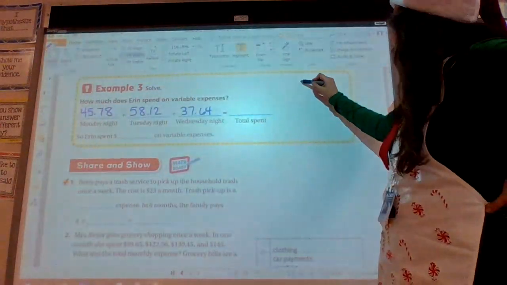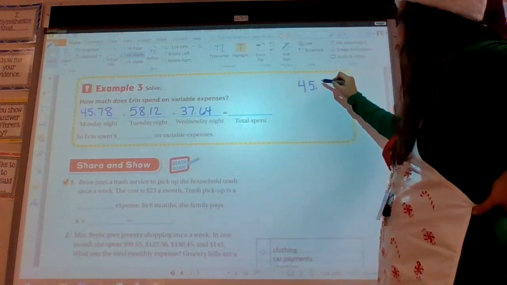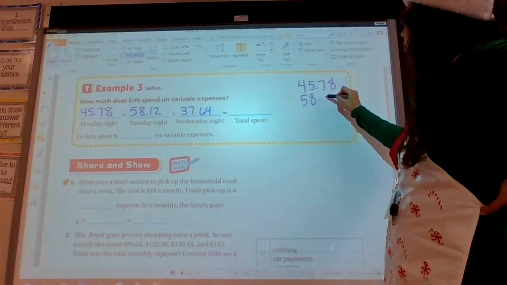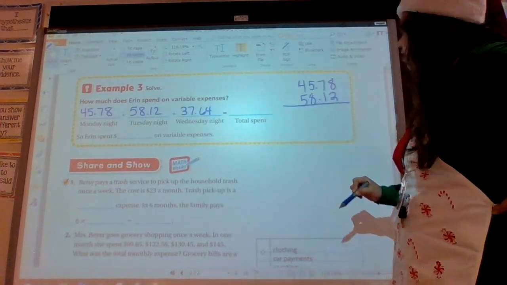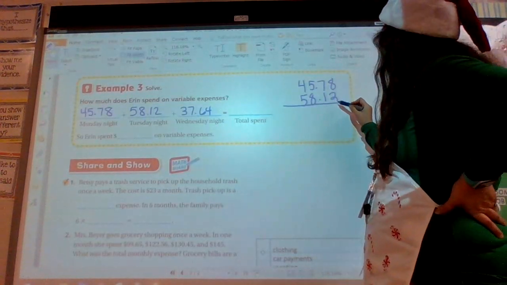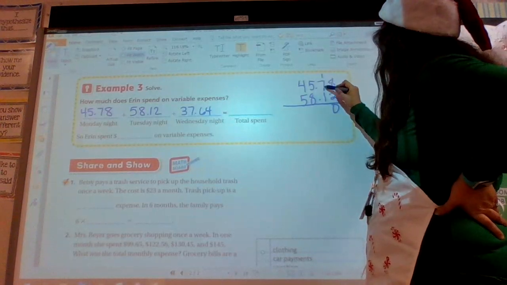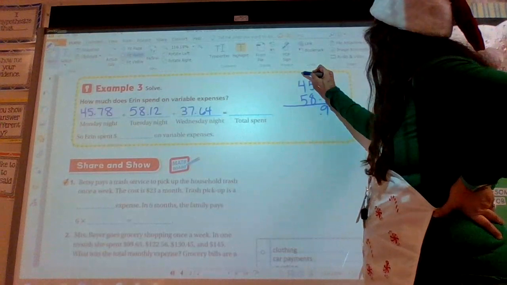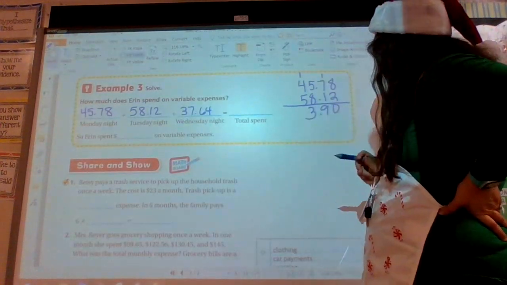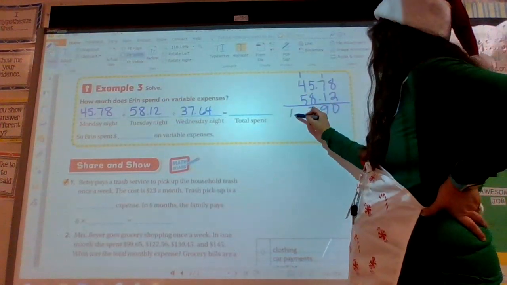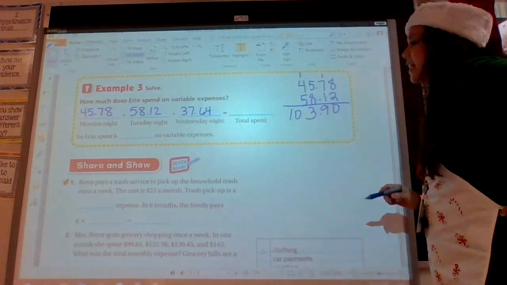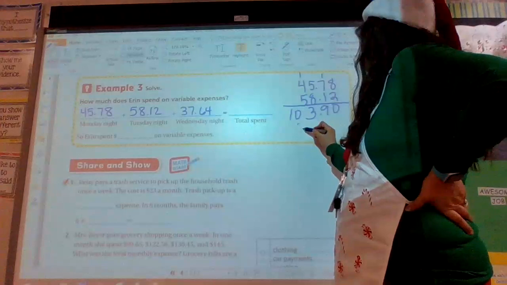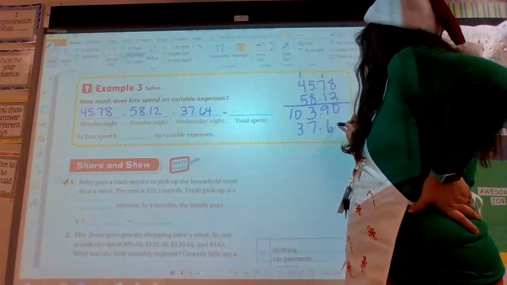So I tell my students, 2 numbers at a time when we add. We're less likely to make a mistake, and we want to make sure that we're getting our answers correctly. So 8 plus 2 is 10. 7 plus 2 is 9. 8 plus 5 is 13. And 5 plus 5 would be 10. So now that's just adding those first 2 amounts. We still have to add the $37.64.